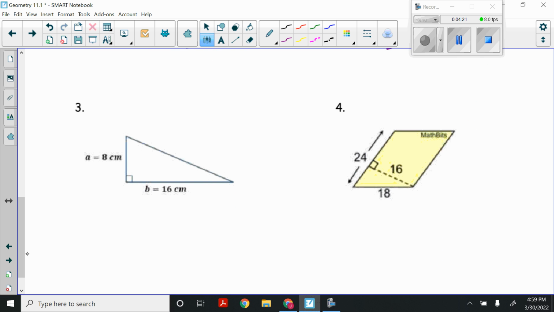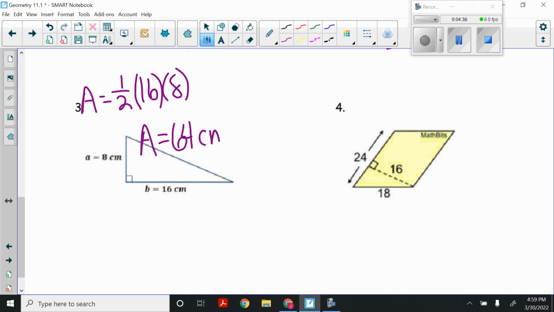Number three, I have a right triangle. All I need are the two legs. That's what I have. So number three, the area of a triangle, 1/2. Base is 16. Height is 8. So half of 16 is 8. 8 times 8 is 64. So here my area is 64. Again, my units, so square centimeters.